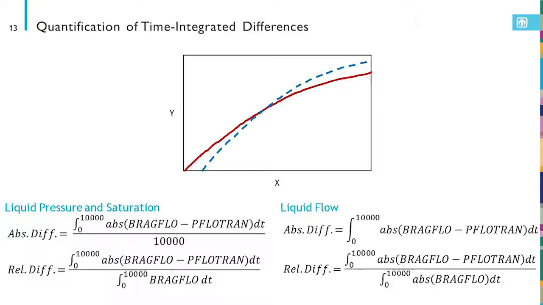And we quantified the difference between the 2 curves by integrating the absolute difference between the Bragg flow and the PFLOTRAN solutions as a function of time. For liquid pressure and saturation, that number was divided by 10,000 to return a value comparable to liquid pressure or saturation at any given time. And for liquid flow, that value was not divided, so this difference would be comparable to the cumulative flow at 10,000 years. And then we also calculated relative difference, and I'll focus a little bit more on that in the following slides, by dividing the integrated difference by the area under the Bragg flow curve in both cases.